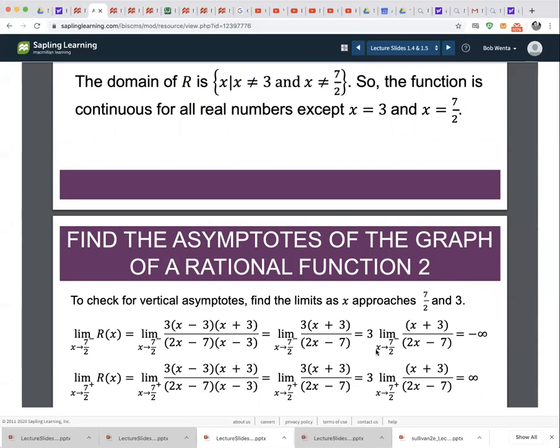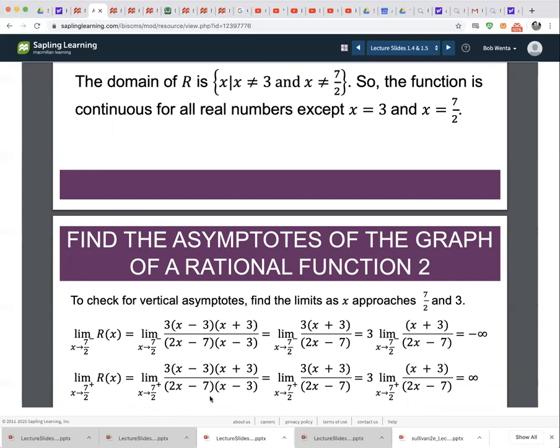So if we're at 2, that gives us 4 minus 7. That's negative. If we're up to 3, that's 6 minus 7. That's negative. So if we go up to 3.4, we get a negative value in the denominator. And this is always positive on top. So the answer is it's going to negative infinity.